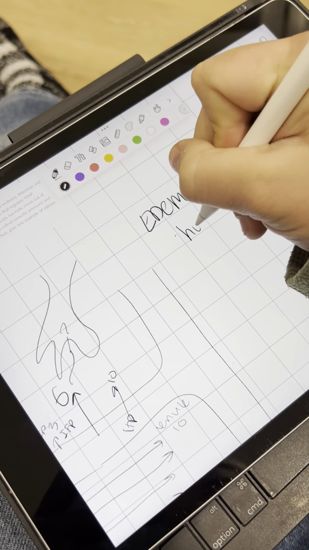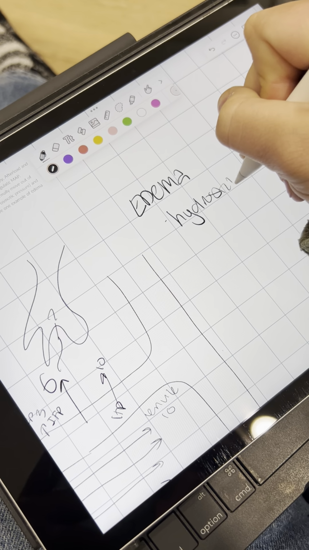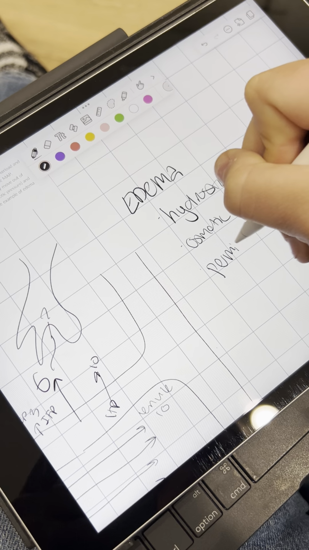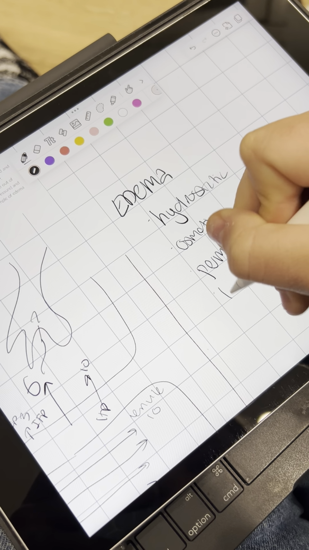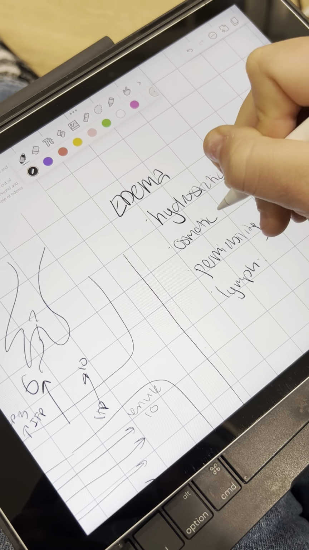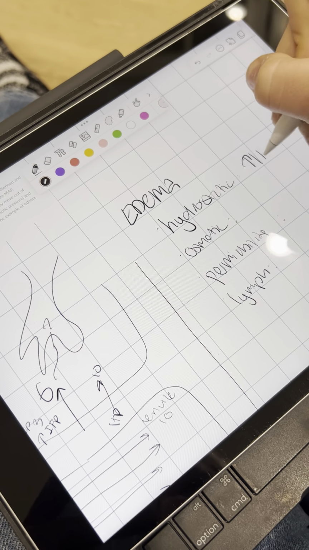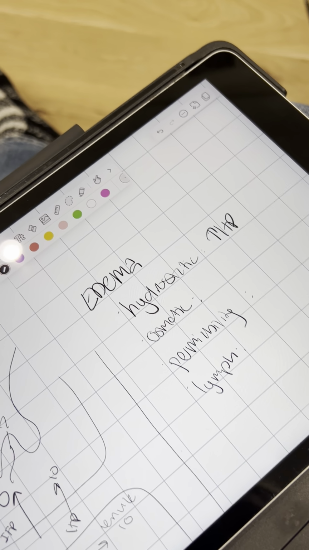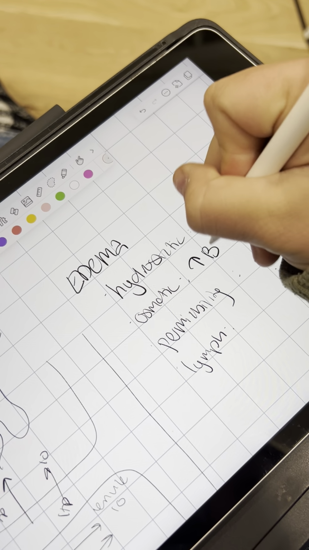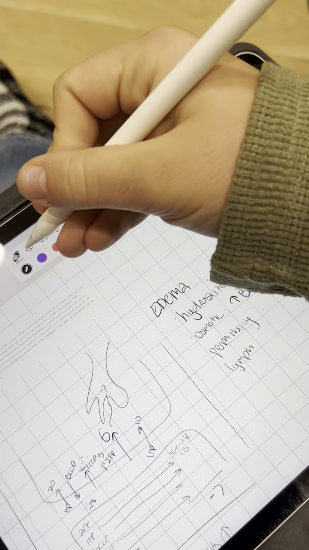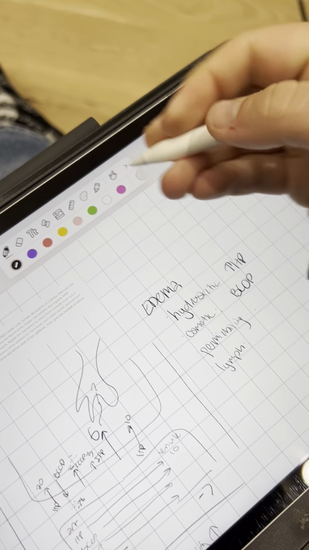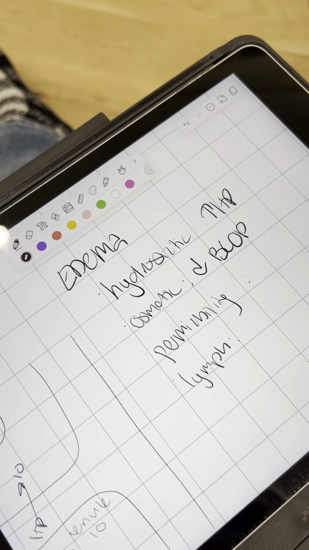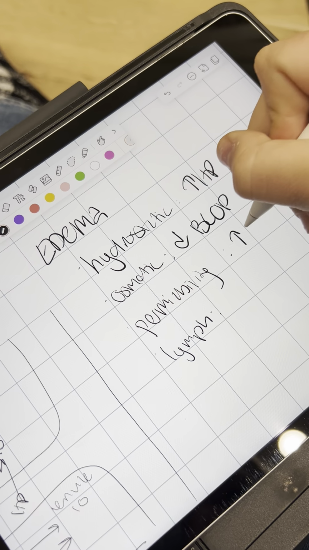So you could have hydrostatic edema, you could have osmotic edema, permeability edema, or lymphatic edema. And basically, you're just messing with one of these. So hydrostatic edema, increased blood pressure. So that could be like pregnancy, things like that. Osmotic edema is a decreased BCOP. So if there's less albumin, right, if you have a decrease of that, that would be your BCOP. Permeability edema would be an increased ICOP.